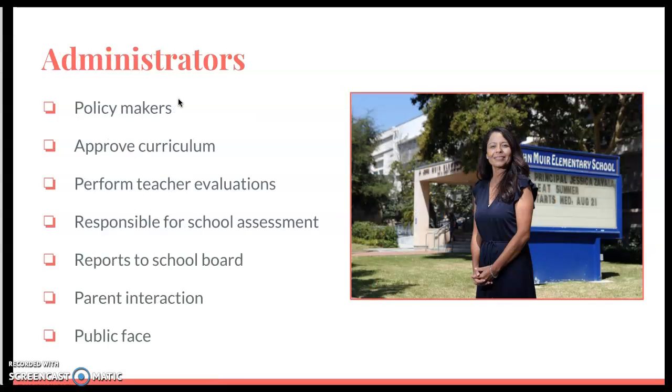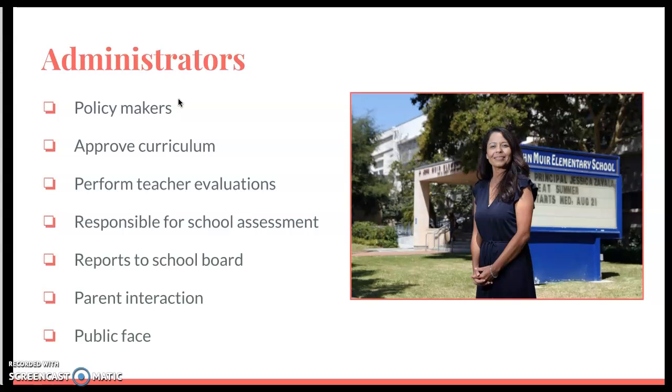Administrators, these are the policymakers. These are our principals, our superintendents, our technology coordinators, for instance. They design and approve the curriculum. They conduct teacher evaluations, part of which may be how is technology utilized in the classroom. These are likely the people who are going to be reporting to the school board. So they act as a buffer zone between the teachers and the school board or superintendent. So it's very, very important.